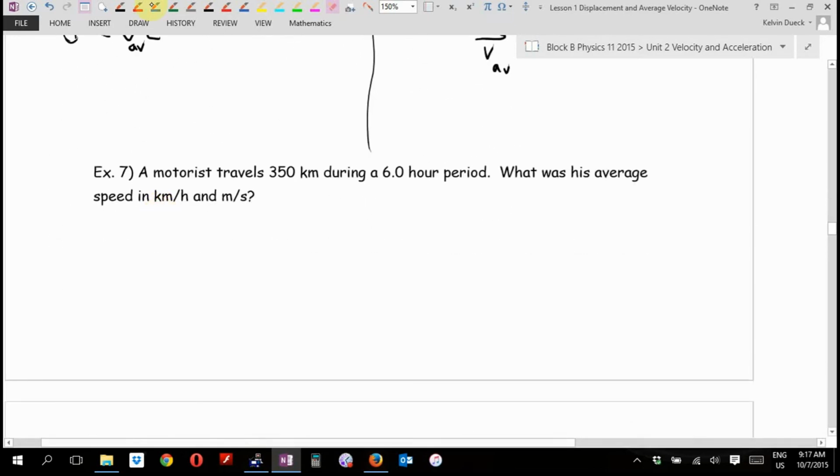A motorist travels 350 kilometers during a 6-hour period. What was his average speed in kilometers per hour and meters per second? So as we get better, you might break away from what I'm about to show you, but I use an approach called DPHIC. It's an acronym. Anytime I come to a new physics question, I DPHIC and I DULP. DULP stands for draw a little picture. DPHIC stands for what I'm about to show you.